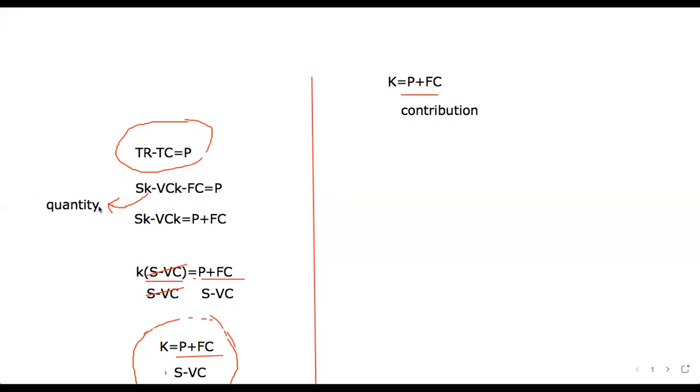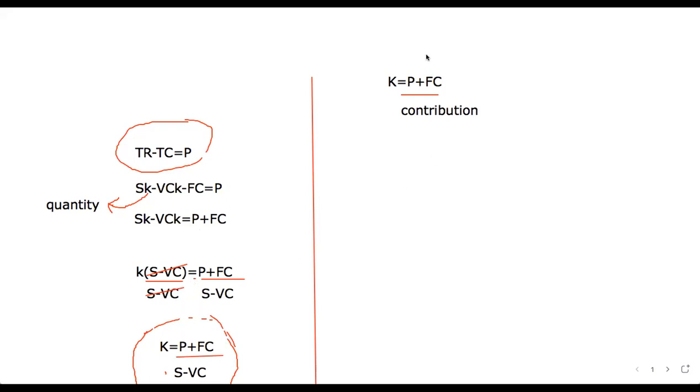So we break it down. We want to make the quantity the subject, so we group like terms. That's what I've done. Then I brought K outside because it is common here, and I placed the S and the VC in the bracket. So we want to make K the subject, so we have to divide both sides by S minus VC. So this is the formula. That's the reason why, if you see in the slides, this formula is there when you break it down.